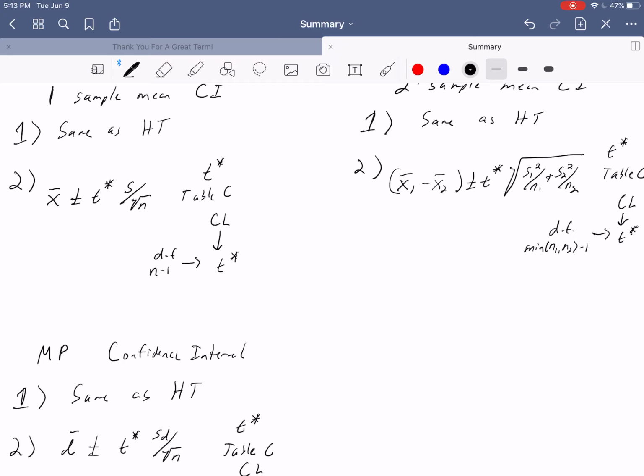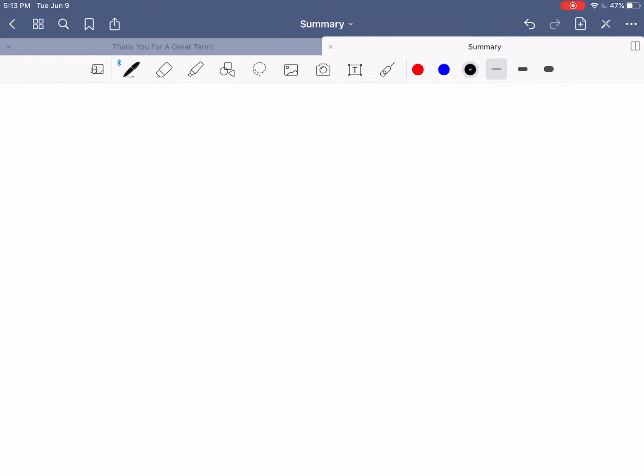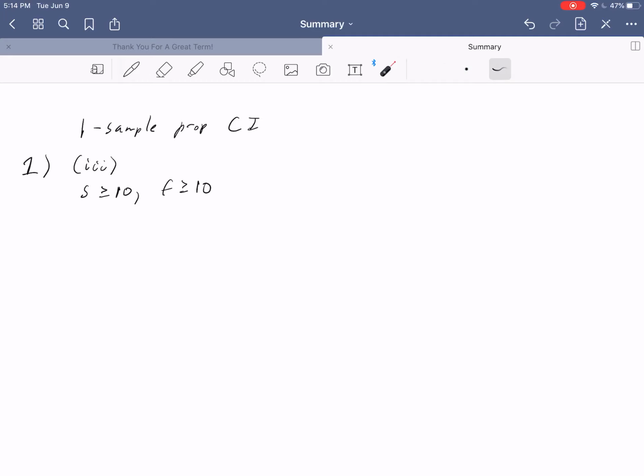Let's wrap all this up with talking about the proportion-based ones. The first one for the proportions is the one sample proportion confidence interval. Remember, this one actually does have a different condition 3 than its hypothesis test. Its hypothesis test has that np0 and n(1 minus p0) need to be greater than or equal to 10. Condition 3 for a one sample proportion confidence interval, though, is that the successes are greater than or equal to 10 and the failures are greater than or equal to 10. In other words, we have at least 10 observed successes and at least 10 observed failures.